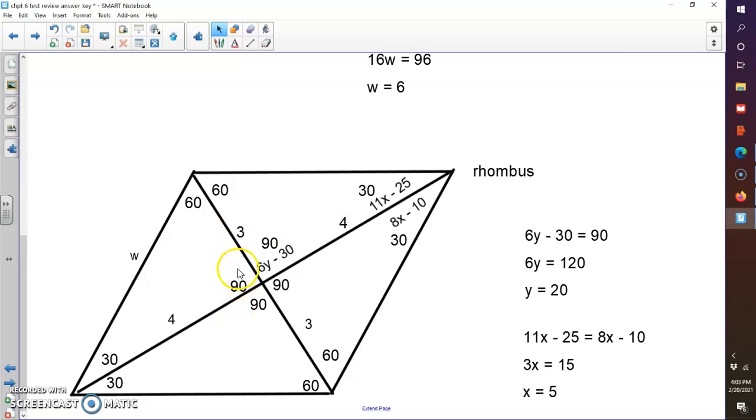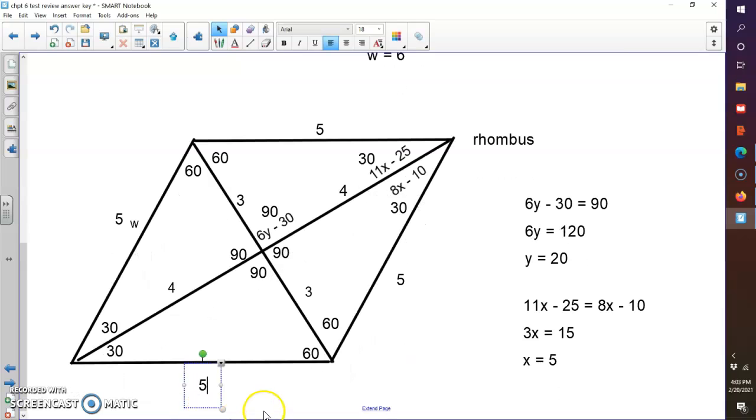And now at the right triangle, I'm going to use the Pythagorean theorem. 3 squared plus 4 squared equals 5 squared. So my W has to be 5. Since it's a rhombus, literally every side on the outside has to be 5. Because all 4 sides on the outside are literally hypotenuses to the triangles in the middle.